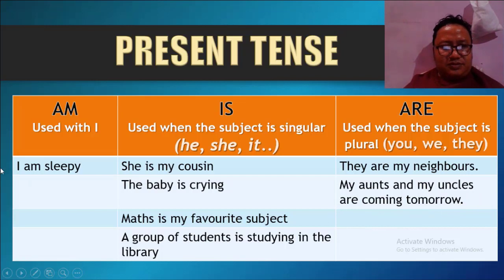Understand? So here these are all present tense from the be verb. Like this, you can make your own sentences with this, and with this and this also.